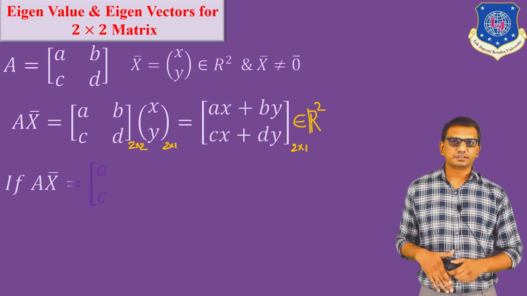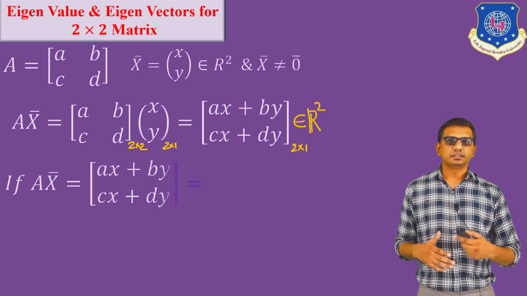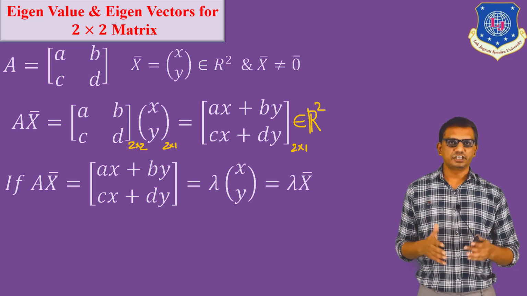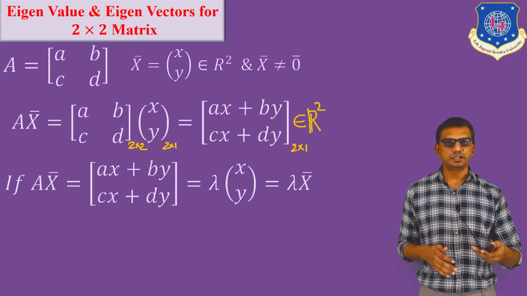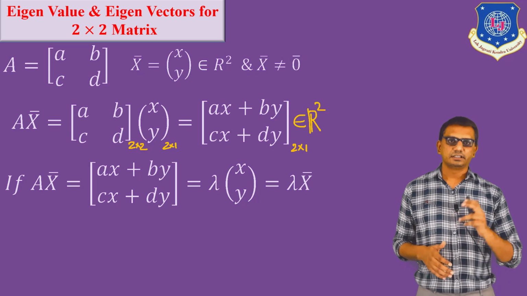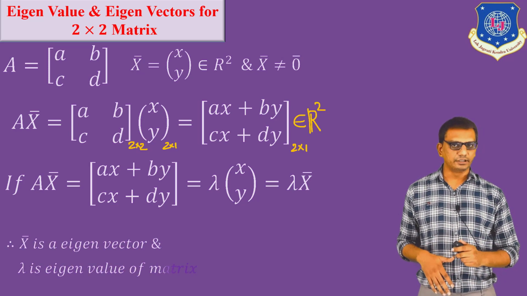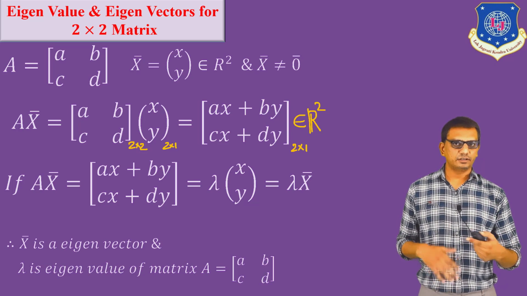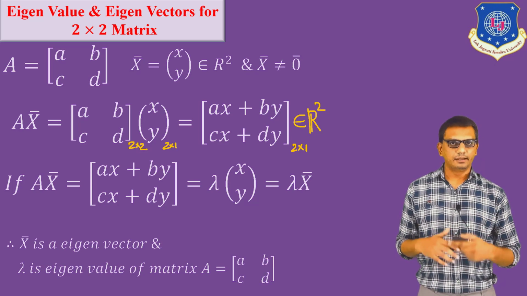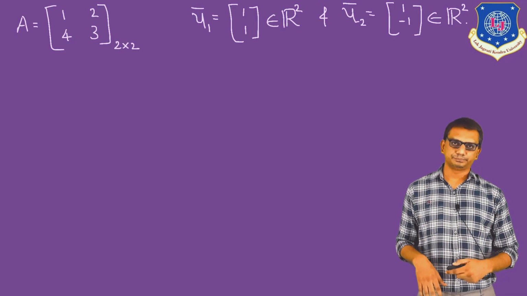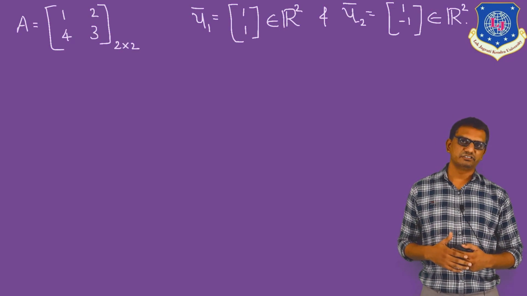But if A x bar, our multiplication (ax plus by, cx plus dy), is also a multiple of the original vector x bar, that means lambda x bar, in this case x bar is called an eigenvector for the matrix A, and lambda is called the eigenvalue of matrix A. Now, we understand this with an example.